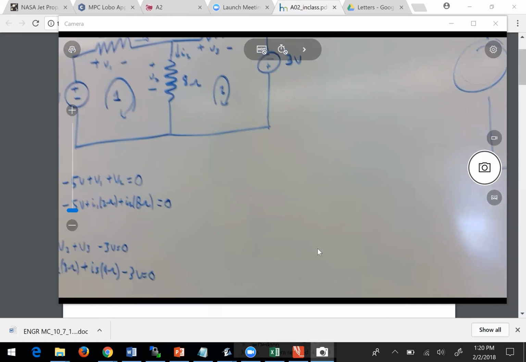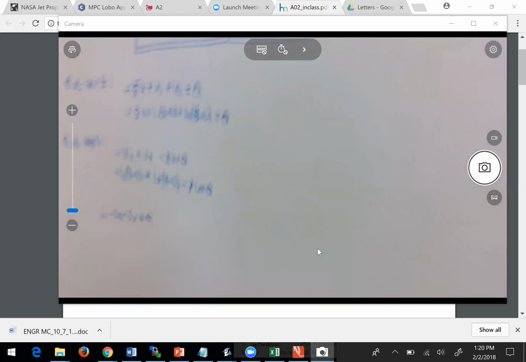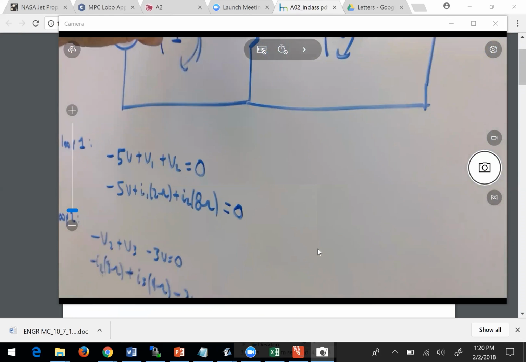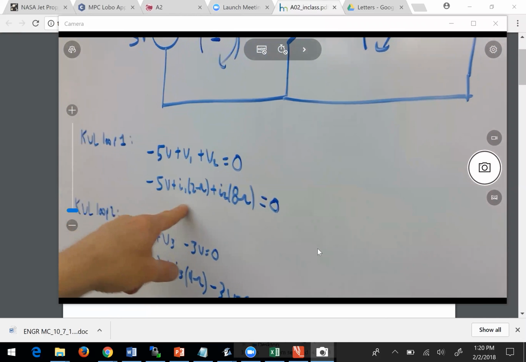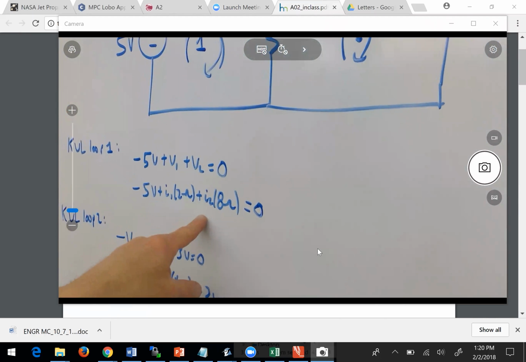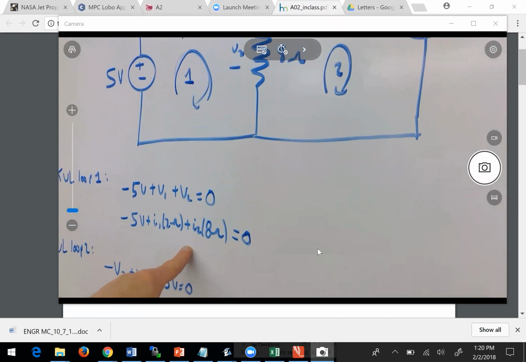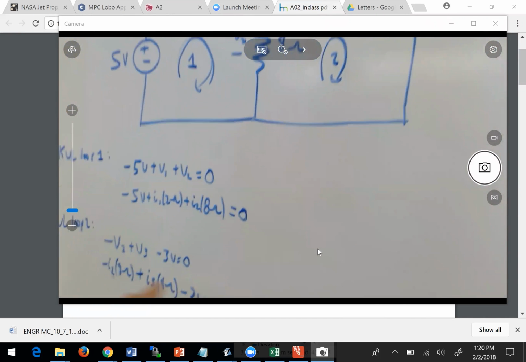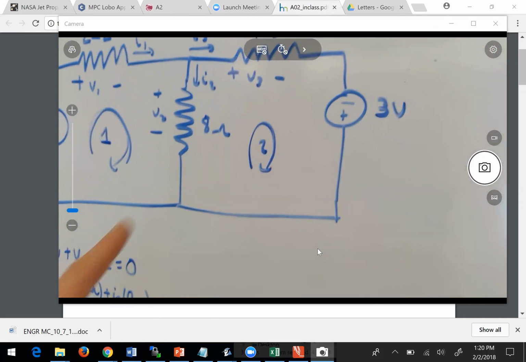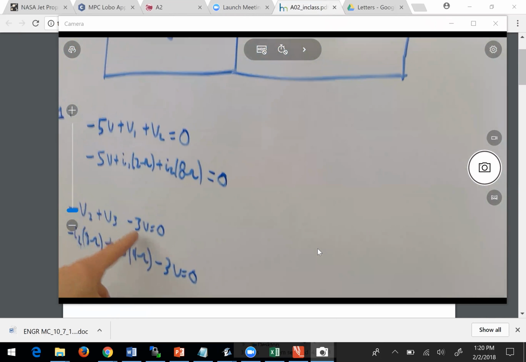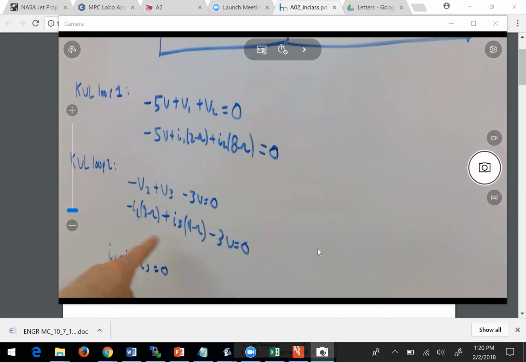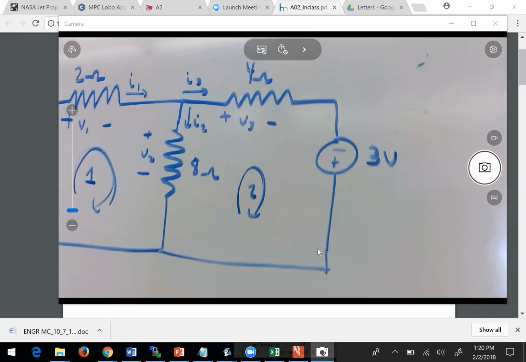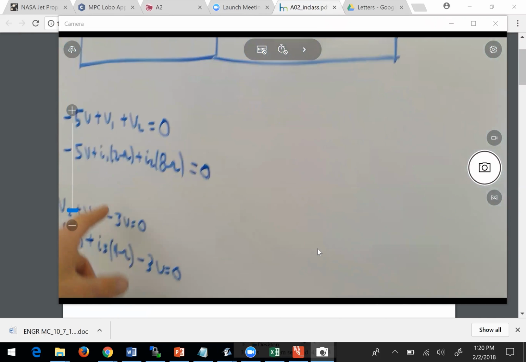Looking at your equation so far, you have minus 5 plus V1 plus V2, and V1 is 2I1, and V2 is 8I2. And then for KVL2, you have minus V2 plus V3 minus 3 equals 0. And V2 is 8I2, and V3 is 4I3, because you did passive sign for all these. Very good. So that looks good too.